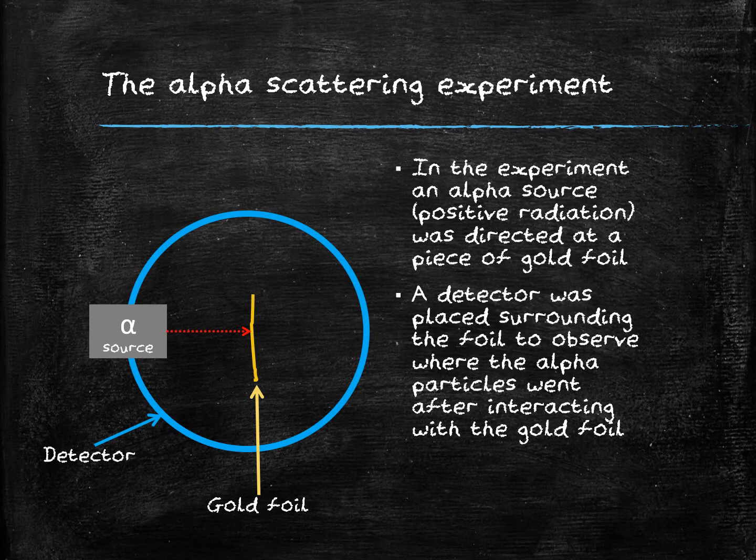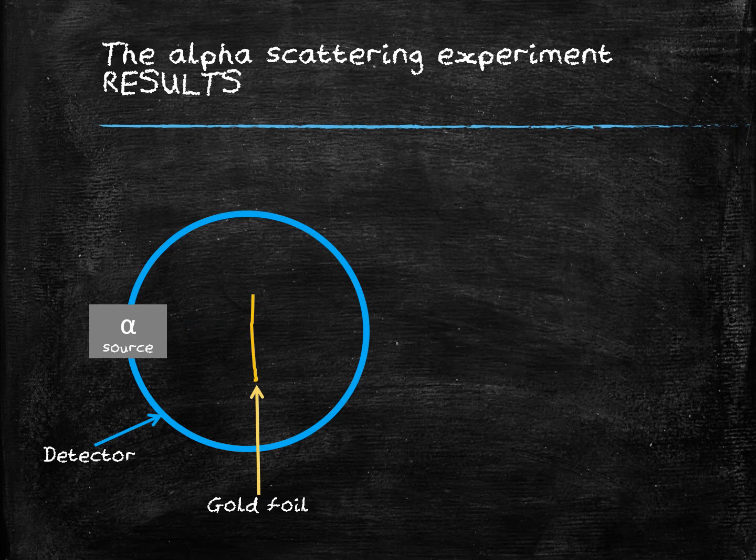Around that alpha source and the gold foil, a detector was placed. Now, in varying different versions of this, you either have a movable detector or you have a big detector screen, a little bit like the blue circle that I've drawn on this diagram. And that detector was basically going to be used to track where the alpha particles went after they'd interacted with the gold foil. The results from the alpha scattering experiment looked a little bit like this.